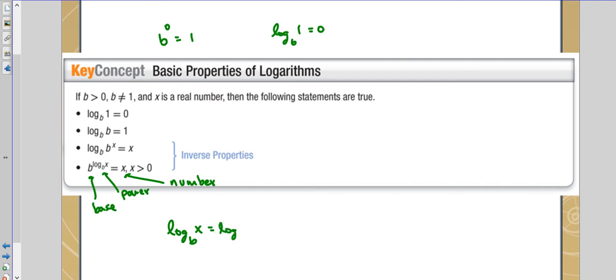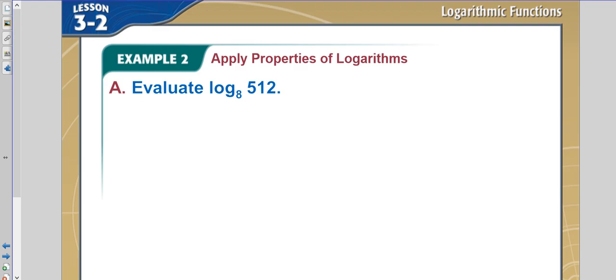All right, so let's evaluate some of these. It's saying here we want to know what log base 8 of 512 is. Again, I just set it equal to x every time, so I have 8 to the power of x equals 512. And again, I'm going to do what I call upside down division.